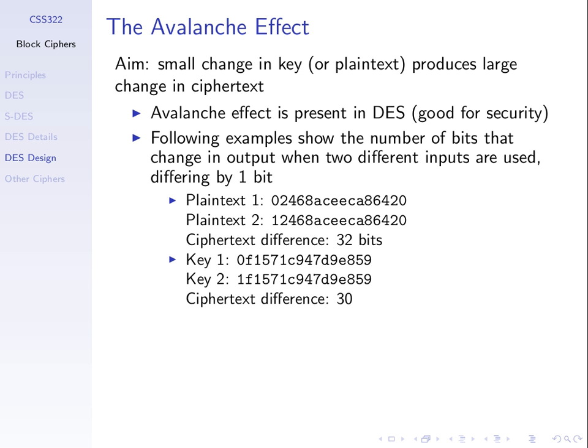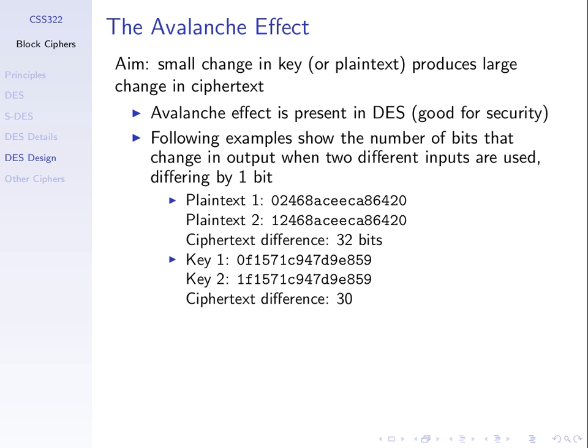It turns out that DES has this avalanche effect. That is, when you make a small change on the input, it'll make a big change on the output. And from that perspective, it's good in terms of security. DES is considered a strong algorithm. One of the reasons is because it exhibits the avalanche effect.